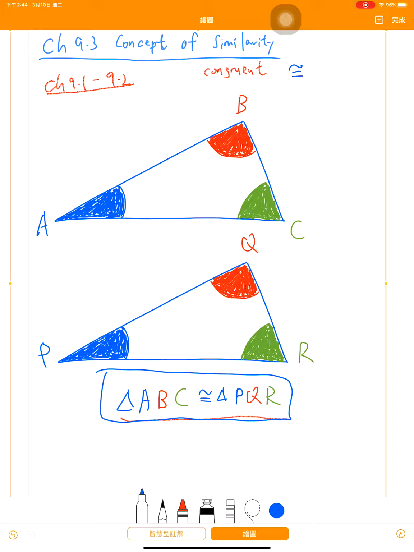So in this chapter, 9.3, we talk about another concept, that is similarity. What does it mean? First of all, usually when we say two figures are similar, the shape is the same. The shape is the same.